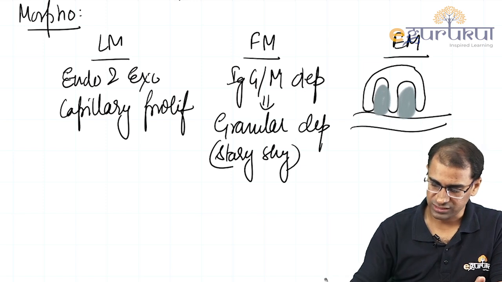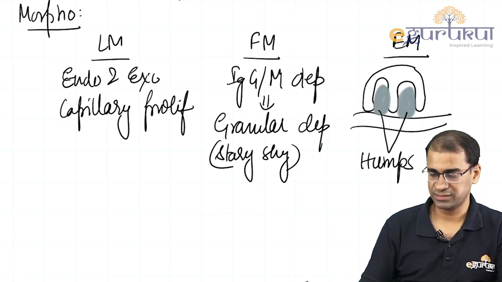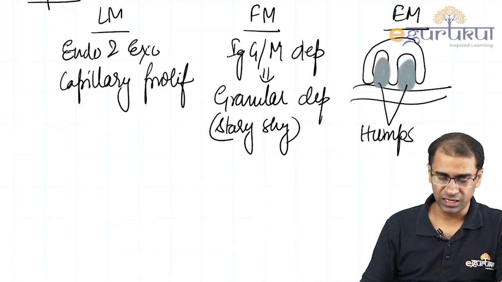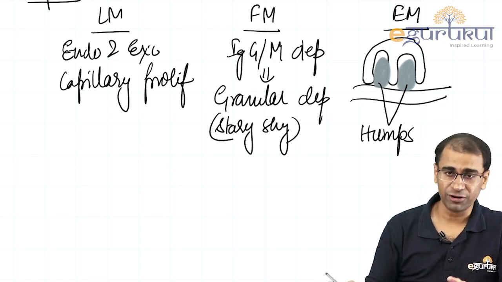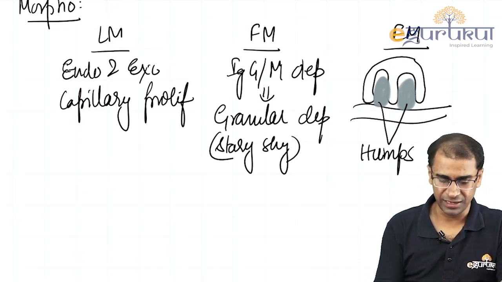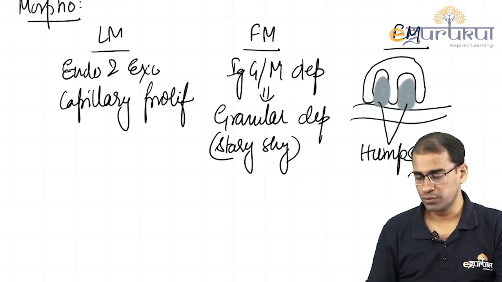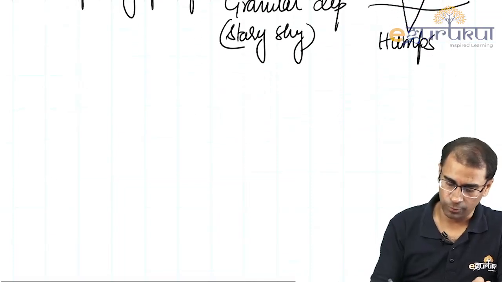These depositions are called humps. Referred to better as subepithelial humps. The second disease we'll discuss is RPGN.